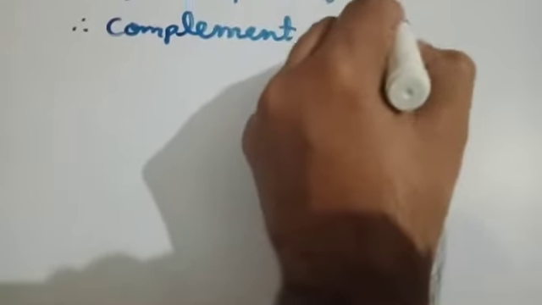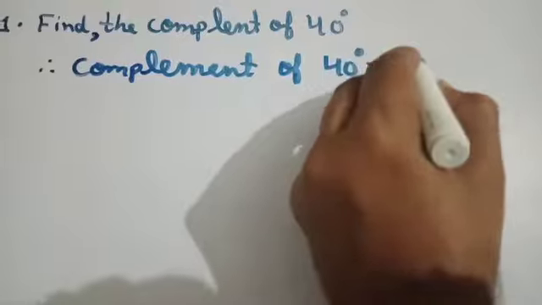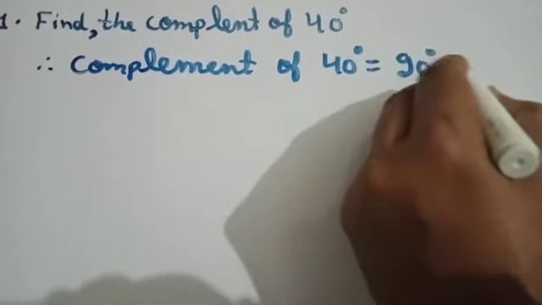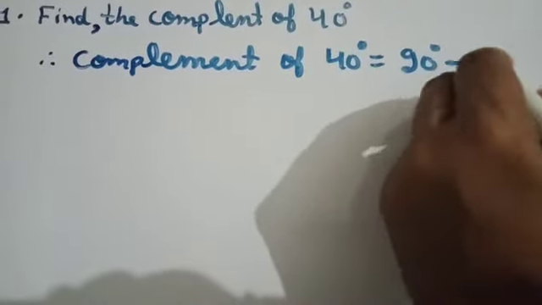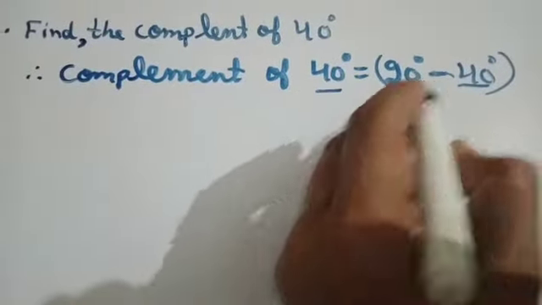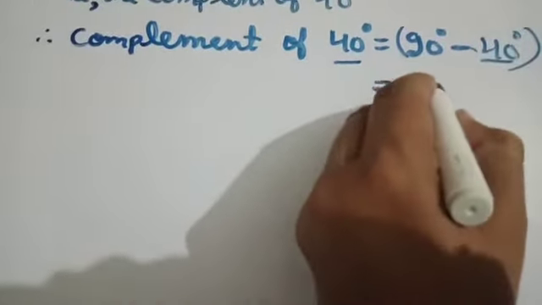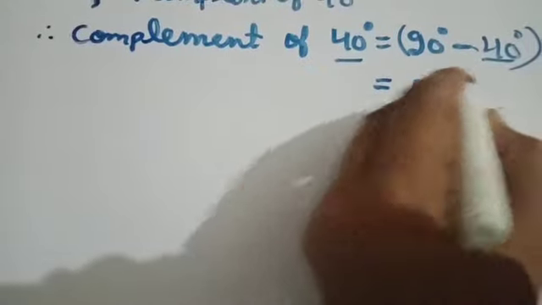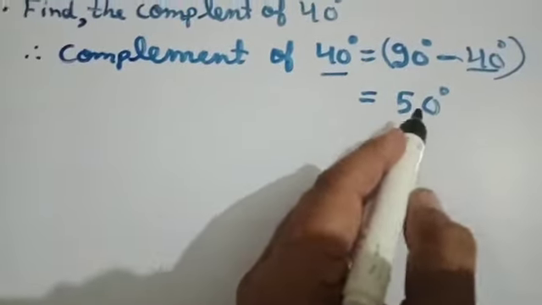Complement of 40 degree is equal to 90 degree minus 40 degree. The same angle is subtracted from 90 degree, that is 50 degree. So the complement of 40 degree is 50 degree.